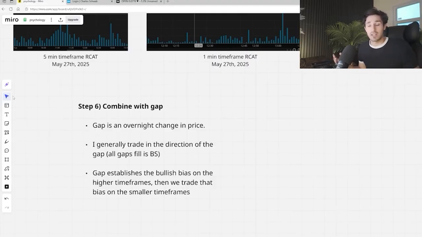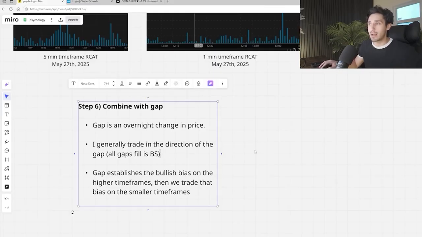And I trade gaps. I'm a day trader. I love trading gaps. And the gap sets the bias. And then from there, I usually trade that bias through a breakout on the intraday timeframes, which I'm going to show you a bunch of examples of in just a moment. And 80 to 90% of the time, I'm trading in the direction of the gap.